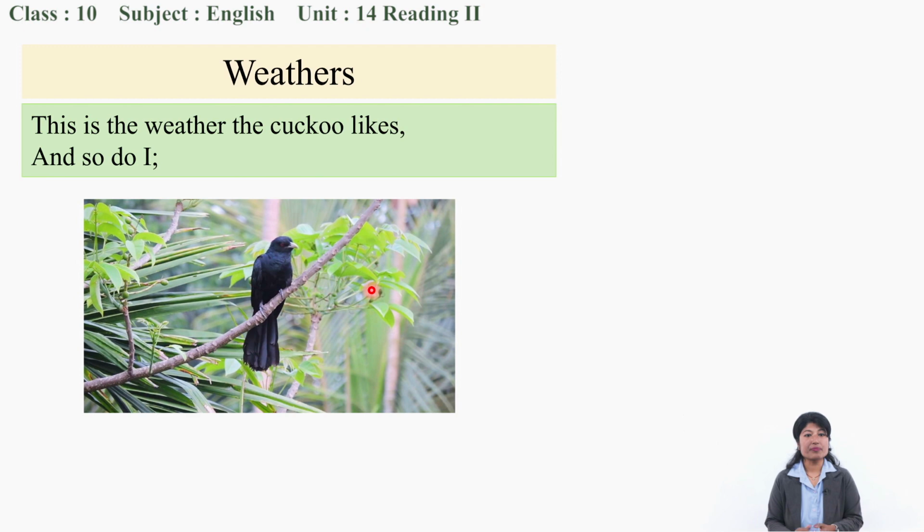Which weather is this? The one the cuckoo likes, and that is the spring season. When the birds are active and there's greenery around, the flowers bloom everywhere, and nature looks perfectly beautiful. This is the season the poet likes, the cuckoo likes, and so do I, meaning the poet also likes this season. In the speaking session, we have already learned about "so do I", showing agreement with the cuckoo.